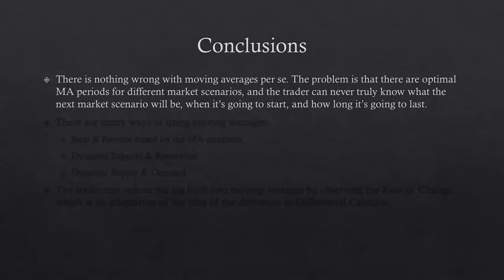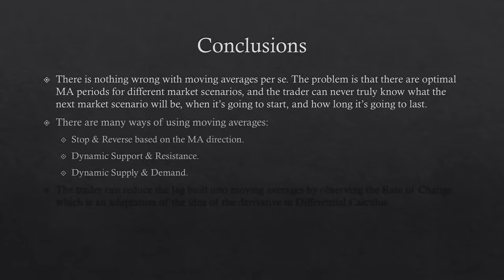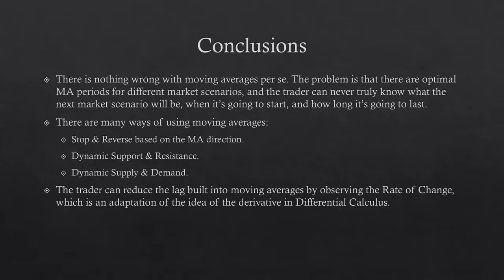Another conclusion is that there are different ways of using moving averages. A trader can follow the MA direction. He can use moving averages as dynamic support and resistance and dynamic supply and demand. It's important to point out that this idea of rate of change is associated with the important notion of the derivative in differential calculus. The derivative is the instantaneous rate of change of a function. However, since price charts are a discrete time series, we are forced to use the average rate of change, but the principle remains the same.